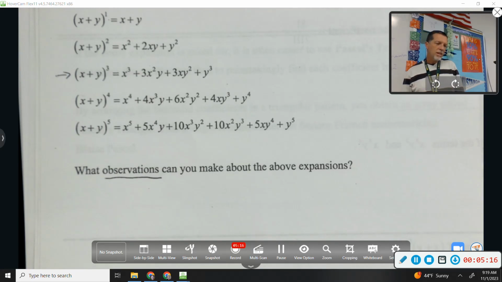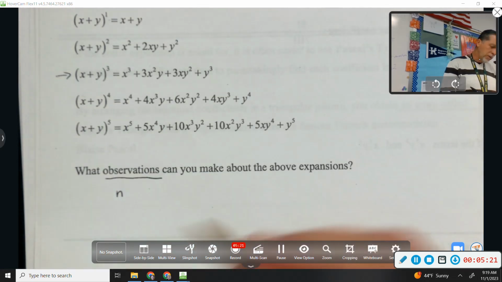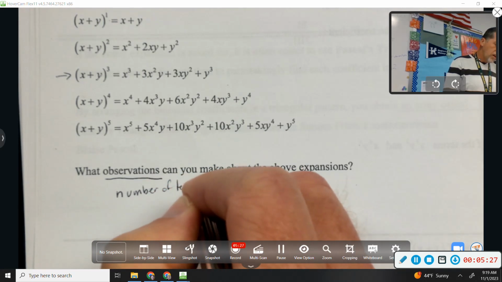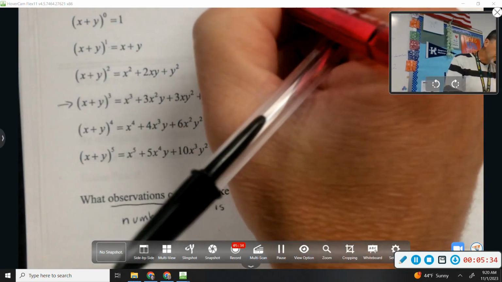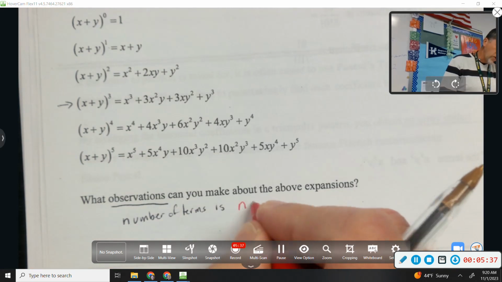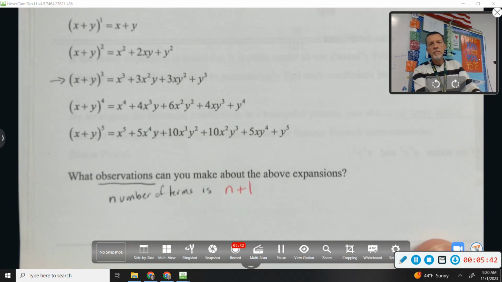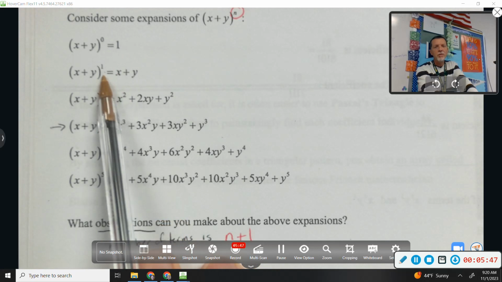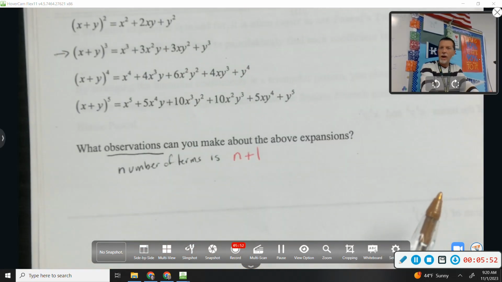The number of terms is the exponent plus 1. Okay, I like that one. That's actually the first one written down over here. So the number of terms is 1 more than the exponent. Okay, well, if the exponent is n, then we can kind of shortcut that to say that the number of terms is n plus 1. So you're absolutely right. If n is 0, there's only 1 term. If n is 1, 2 terms, and so on. So yeah, the number of terms is 1 more than the power.